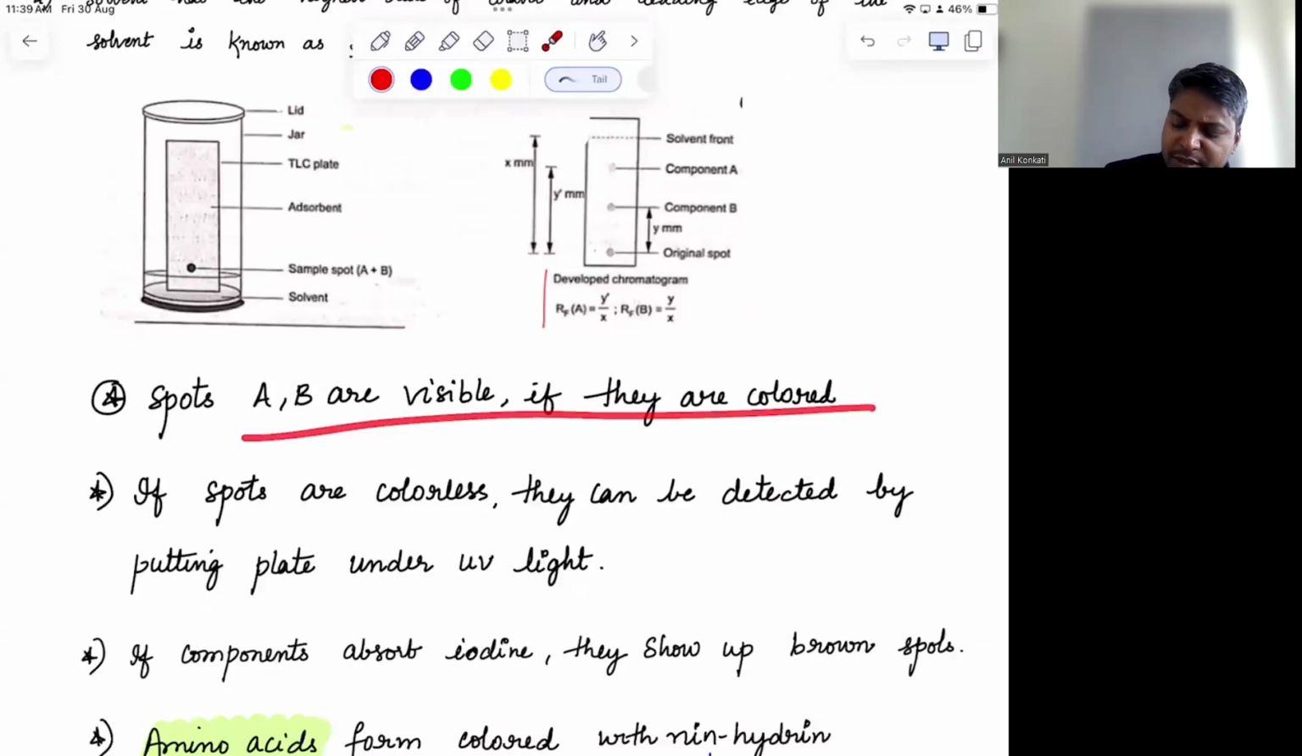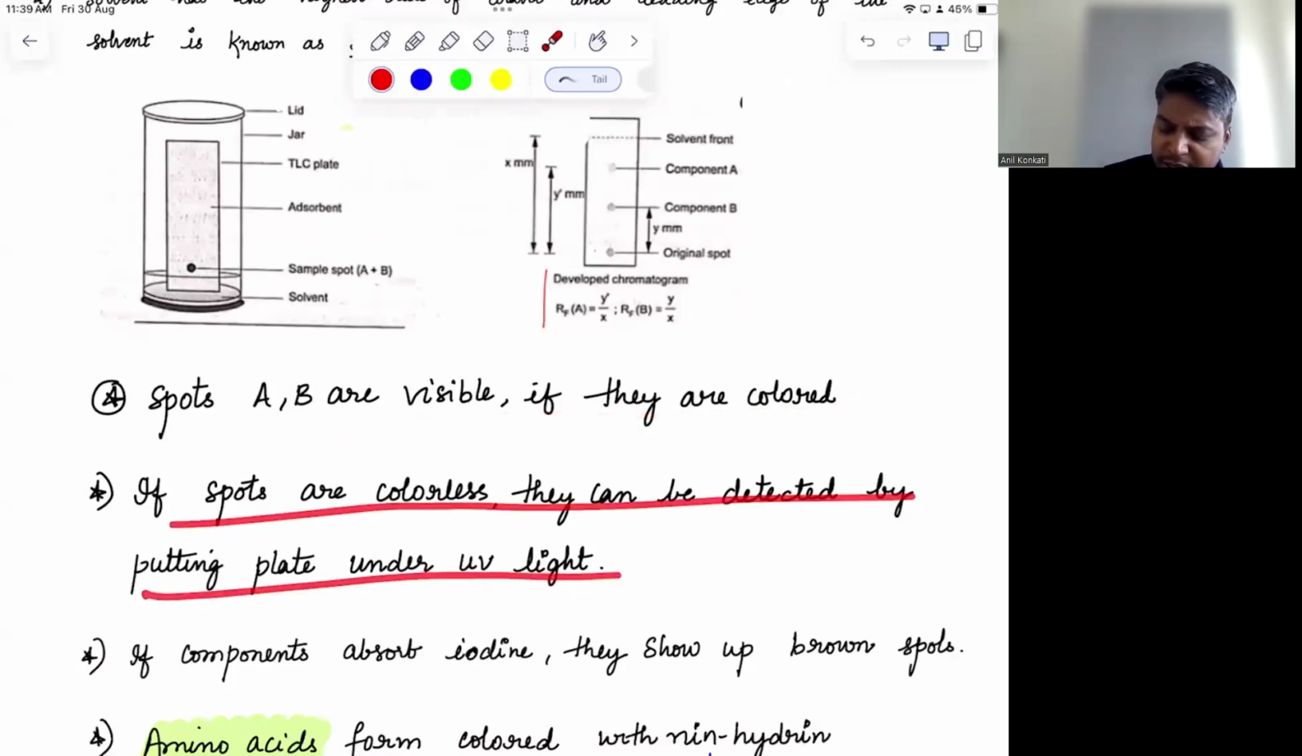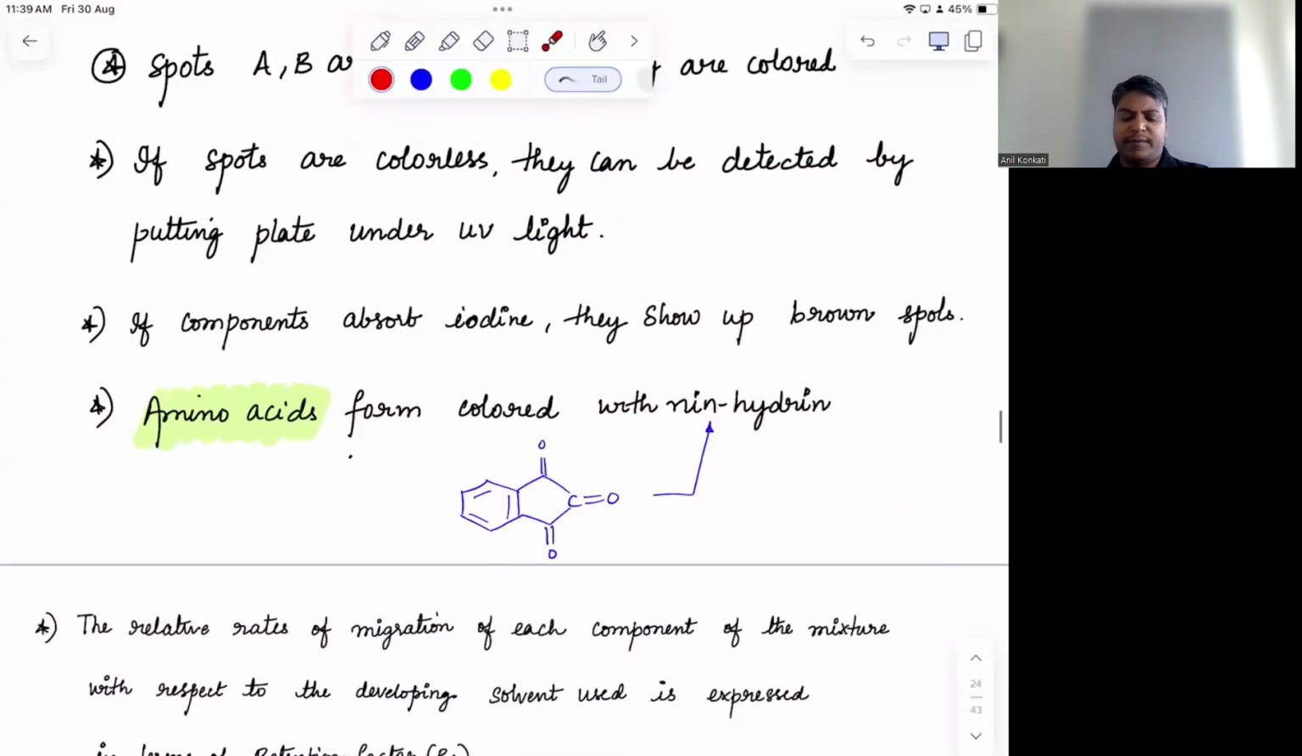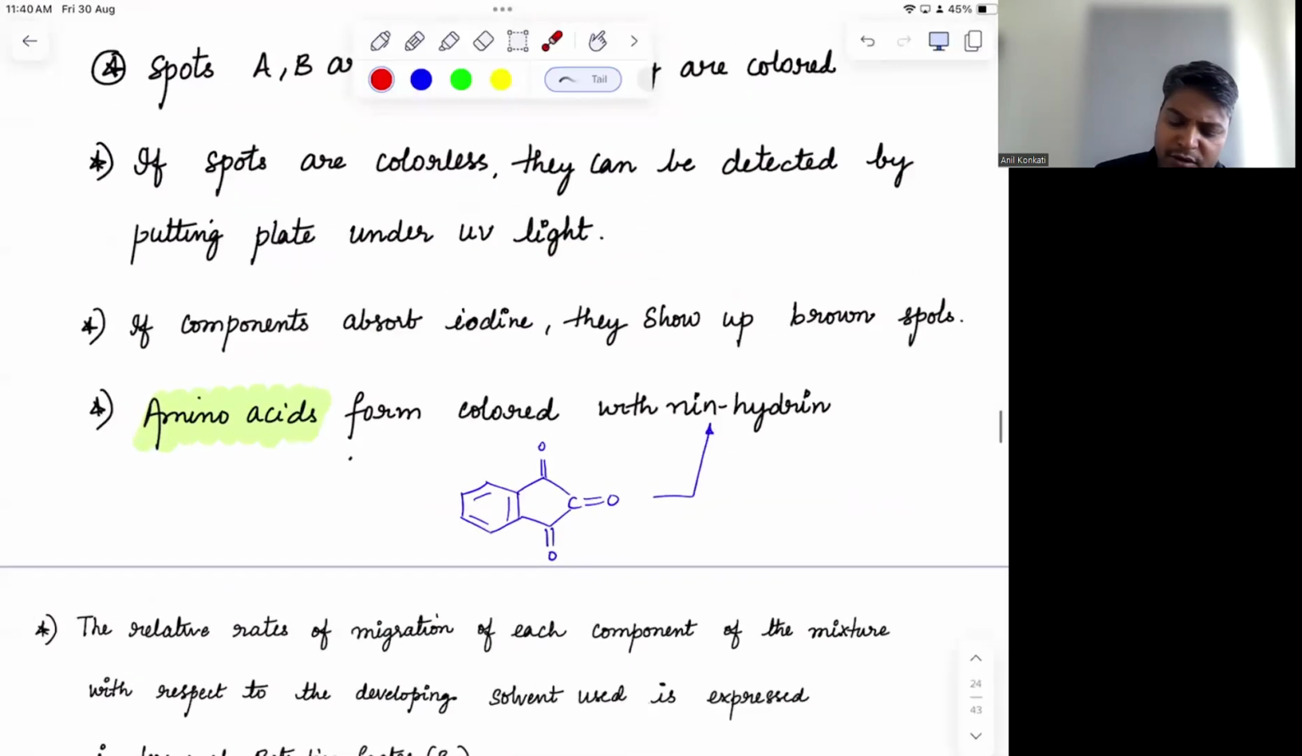Spots A and B are visible if they are colored. If the spots are colorless, they are detected by putting the plate under UV light. Now notice if a compound absorbs iodine, they show up as brown color spots generally. Amino acids form colors with ninhydrin. So as ninhydrin starts moving along with the solvent, as soon as it touches the amino acids, it will start giving a color.